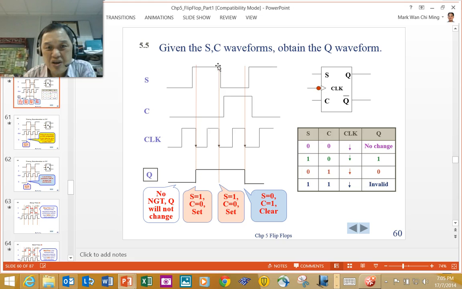Check it out. S is 0, S is 1, C is 0. So the output maintains a 1. Still a 1, right? So it will maintain a 1 on the next trigger point. This is a 1. Now C is equal to 1, S is equal to 0. So the output will drop to 0 and so on.